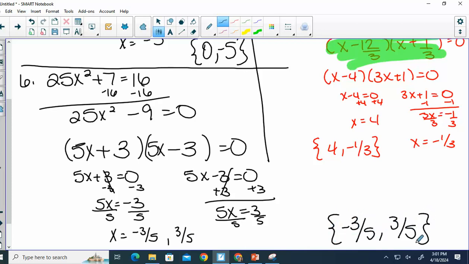Okay, so we have reviewed everything that's on this test. Use Desmos to help you check your answers. How do we find axis of symmetry? Yeah. Something like that.